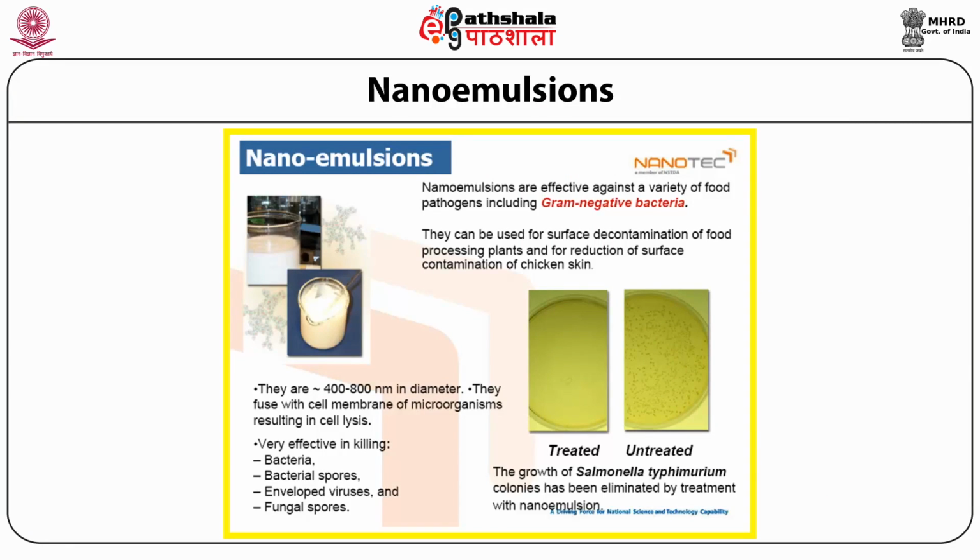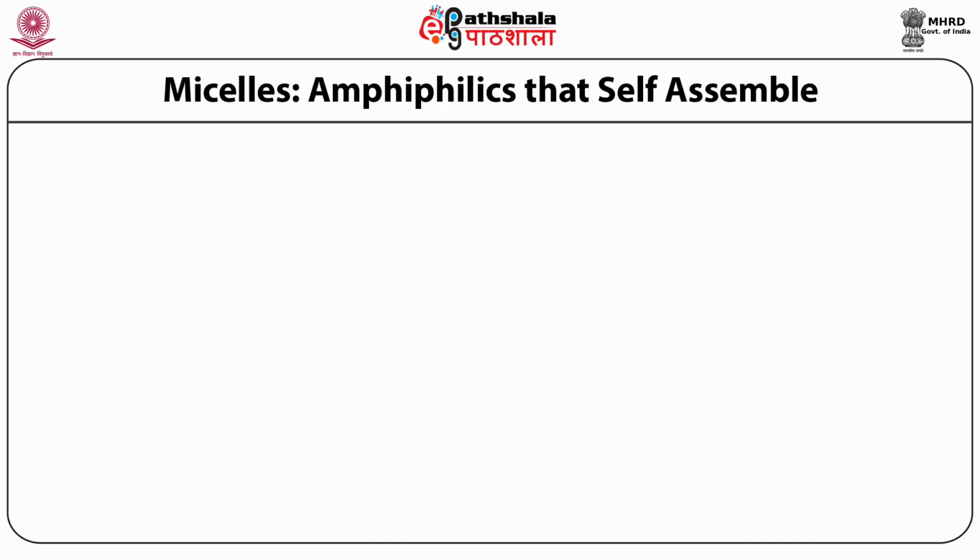It has been reported by workers that nanoemulsions are very effective against a great variety of food pathogens, particularly gram-negative bacteria. Shown in this slide on the left is a treated plate, whereas on the right is shown an untreated plate showing the growth of Salmonella typhimurium. It is clear from this picture, a clear plate shows the antibiotic character of the nanoemulsion.